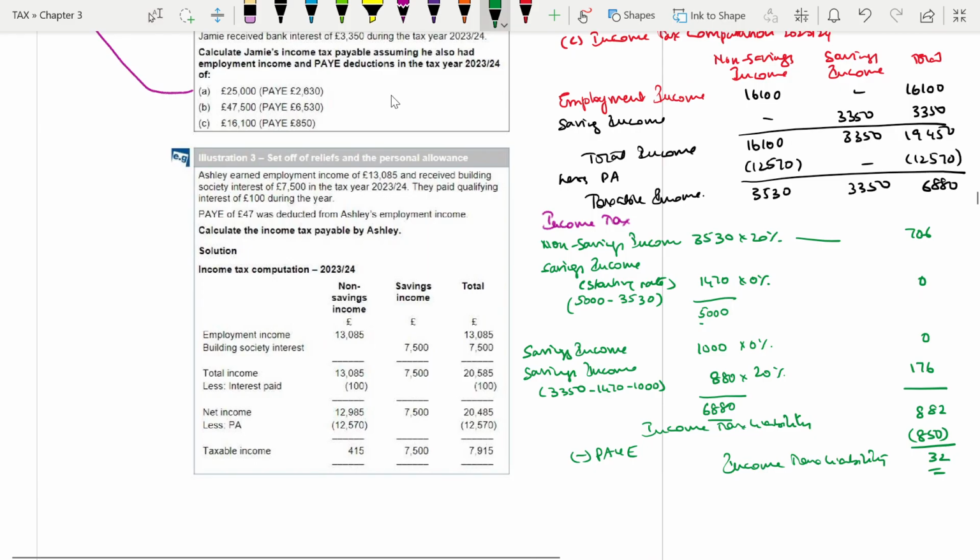Ashley earned employment income of 138085 and received savings income of 7500. The total is going to be 2585. They paid qualifying interest, a deduction, of 100. Net income will be this much, and they are deducting the personal allowance. Taxable income is how much? 7915.